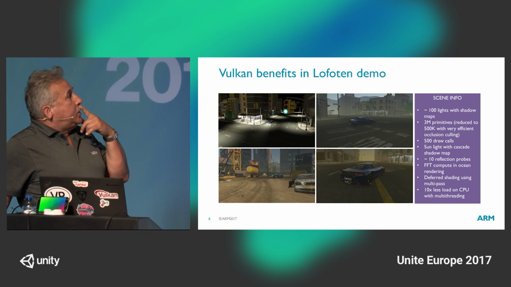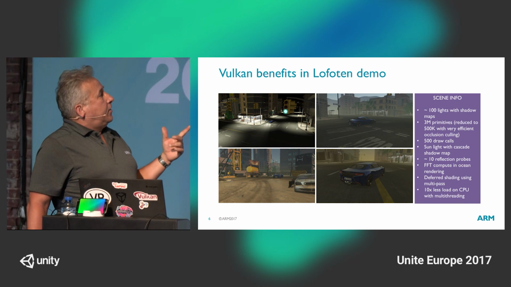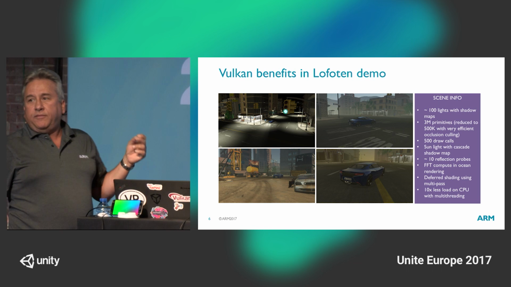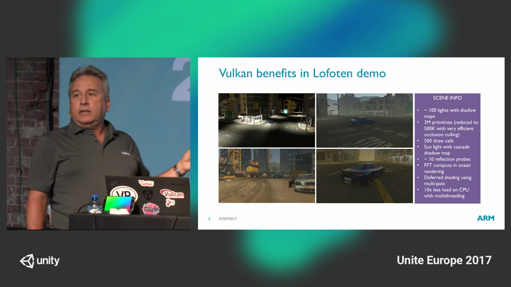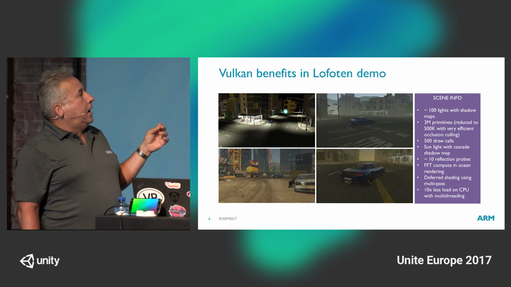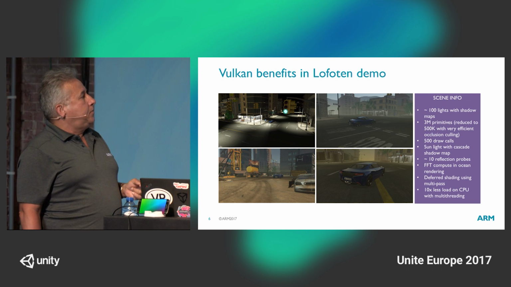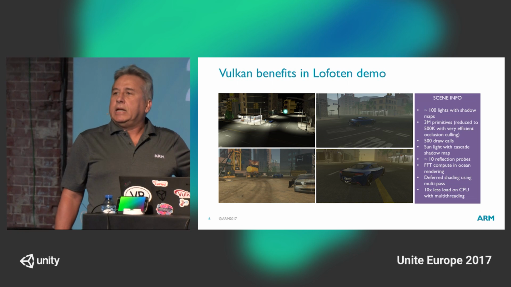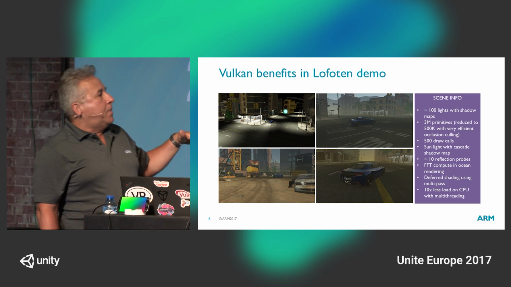In this slide, I'm showing some screenshots from the Lofoten demo based on a game engine developed in-house to test Vulkan execution on ARM CPUs and GPUs. In this demo, we've got more than 100 dynamic lights with shadow maps.